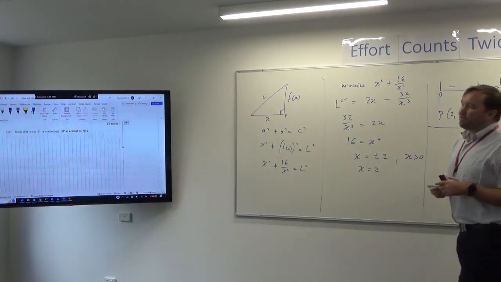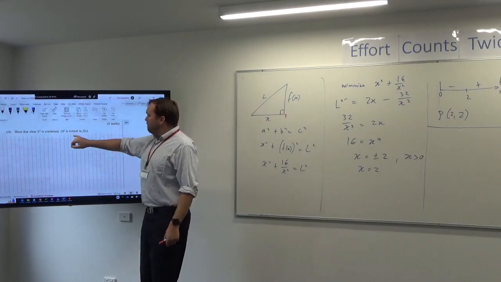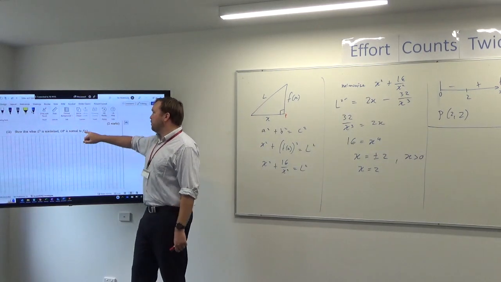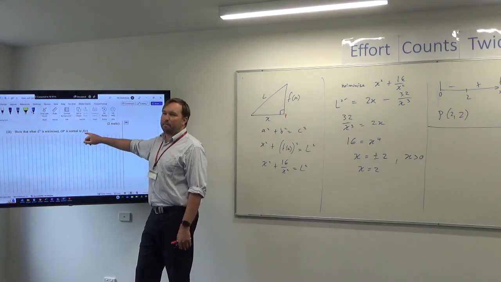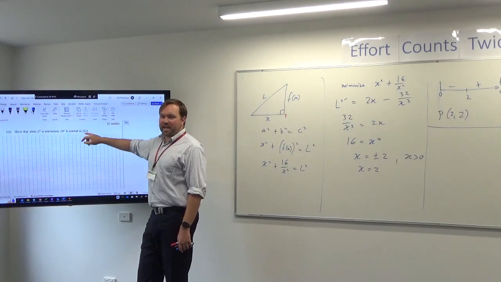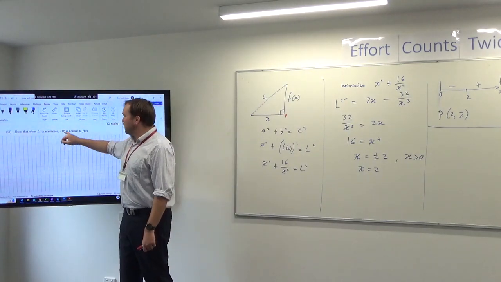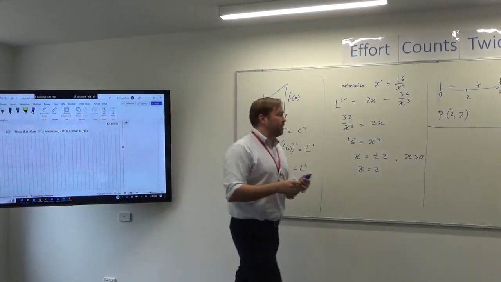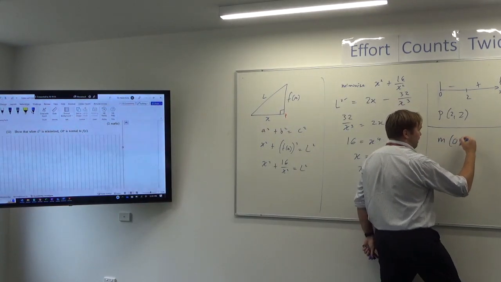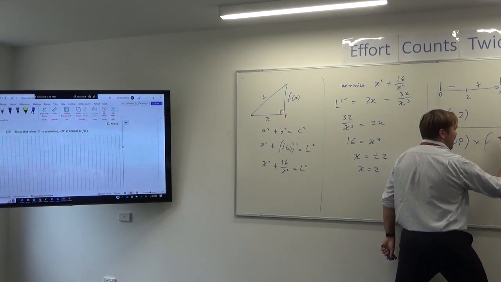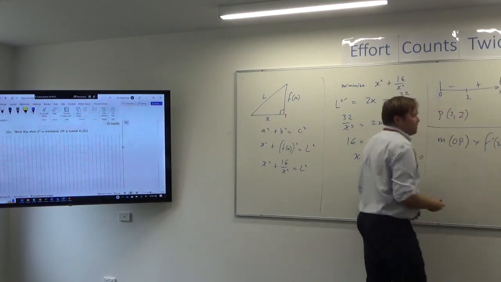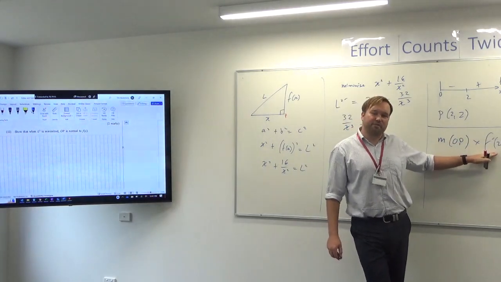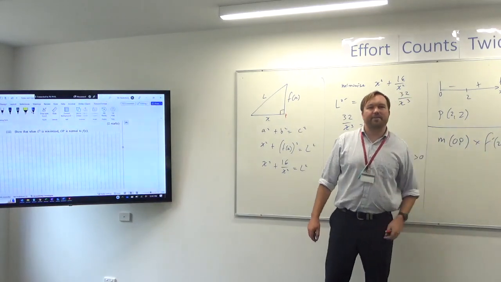In order for things to be normal, would you be happy that the slope of OP, if I multiplied it by the derivative or the slope of the function, they'll get minus 1? Because that's the test for being perpendicular: when you multiply the slopes together, they become minus 1. So what they're really asking you to show is that the slope of OP multiplied by f dash 2 is equal to minus 1. The slope of OP multiplied by the derivative of the function at 2, where they meet, should be minus 1, and that will prove it's normal.